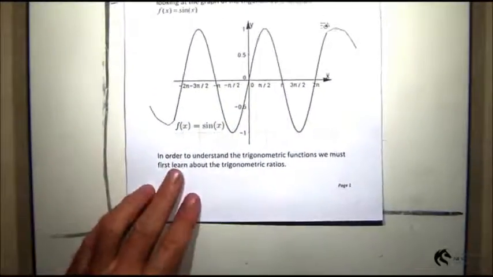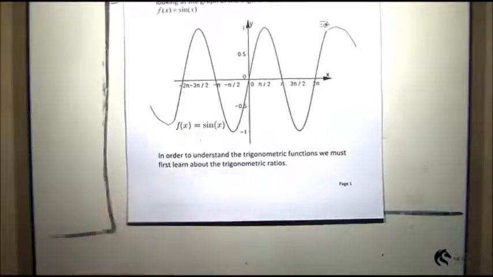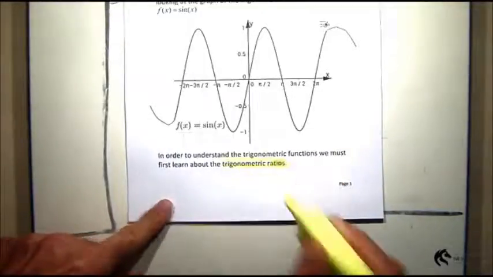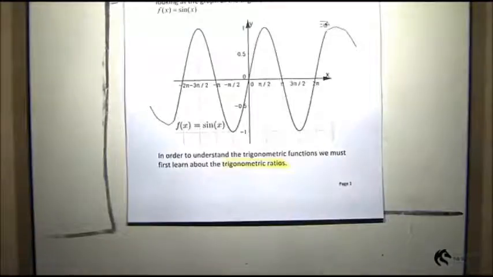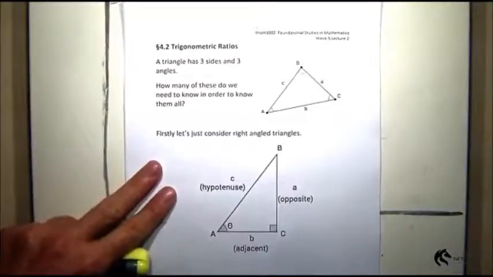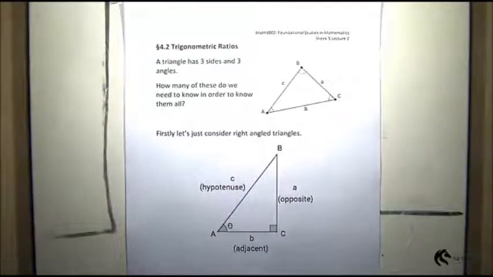In order to understand the trigonometric functions, however, we need to start off with the trigonometric ratios. So I'm going to assume you know nothing and start from scratch. I hope that's not demeaning. So we're going to start off and look at the trigonometric ratios, and then once we've got a bit of exposure to that, we're going to move on and show how that develops into the trigonometric functions. That's our plan. So let's go.